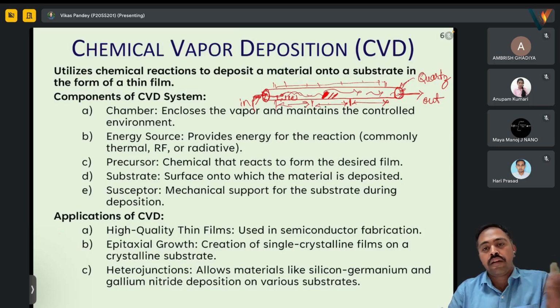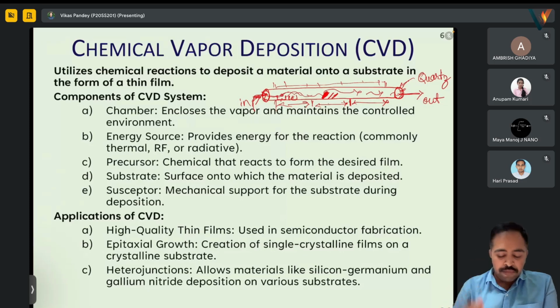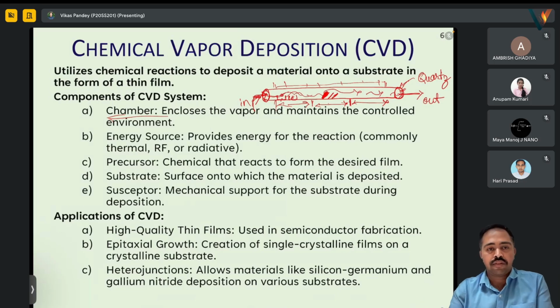Then there are different things associated with it. So what are the components that we have in a CVD system? Which is important is a chamber. Why chamber? Because these reactions cannot take place in an open environment. We want to have a controlled environment where these reactions take place. So that is the chamber. In this case, it is the quartz tube we are talking about.